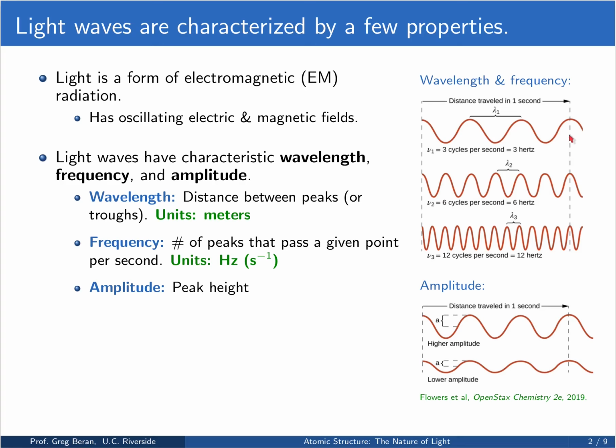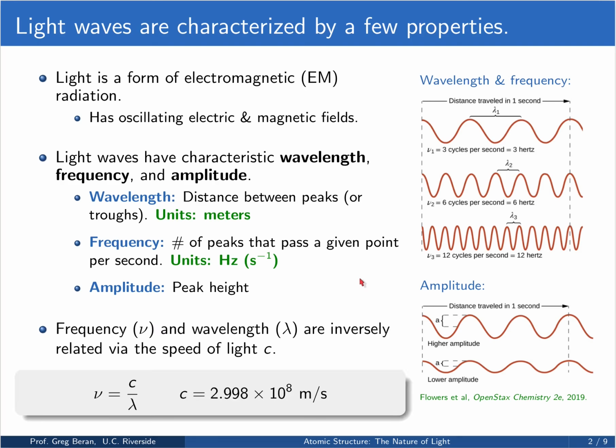So whereas the first one has a frequency of only 3 hertz, the second one has a frequency of 6 hertz, and this third one has a frequency of 12 hertz because there are 12 complete wavelengths that can pass per unit of time. The amplitude, as we said, is measuring the height, and so that's the distance from the midpoint of the wave up to the peak. And we see that this upper wave right here has a larger amplitude than the lower wave right here.